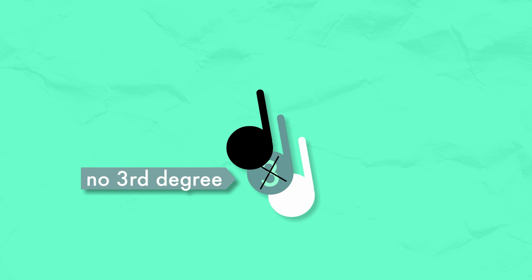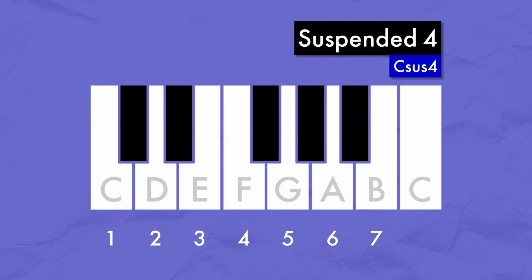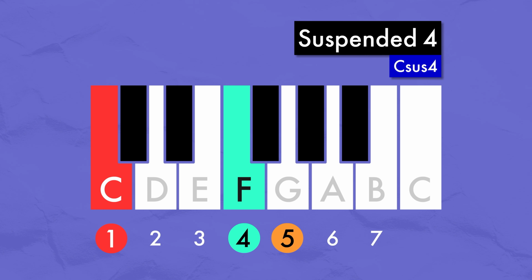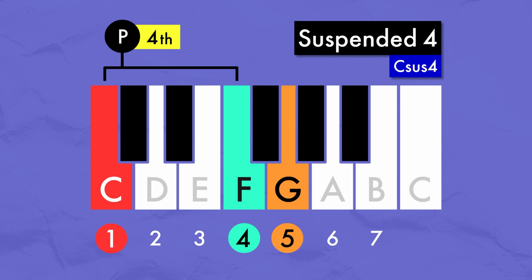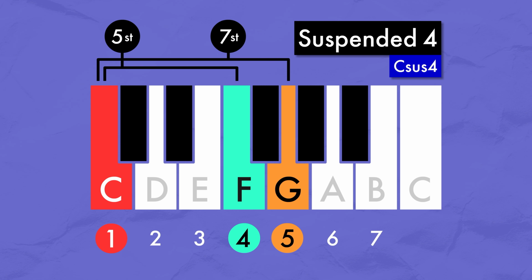Now, let's move on to some chords that lack the third degree that gives us that major or minor feeling. Suspended chords. First up is Sus4. To build it, we use the tonic, the fourth degree, and the fifth degree. So in this case, we get a C, an F, and a G. The intervals here are a perfect fourth and a perfect fifth. In semitones, that's 5 from the root to the fourth, and 7 from the root to the fifth.